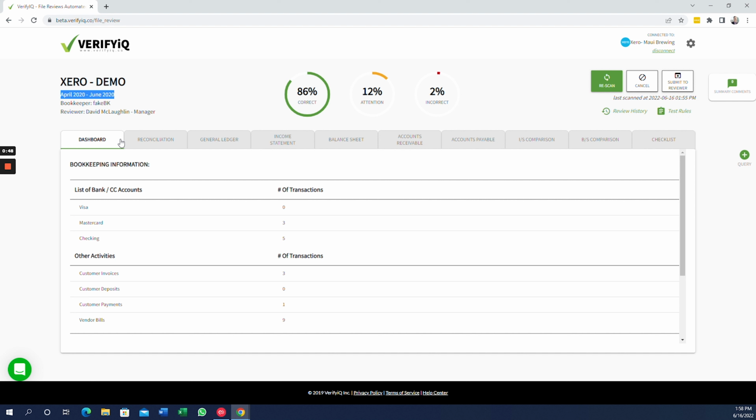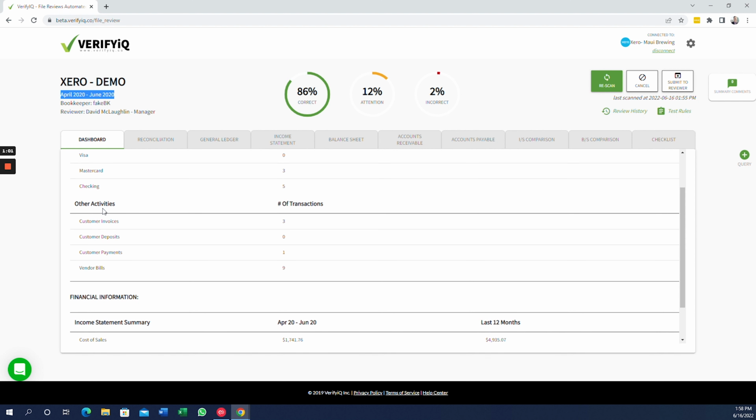So using the client dashboard is a quick and easy way to find out the number of banking credit card accounts being used by your client and the number of transactions in these accounts. Down here in other activities, it also lists the number of customer invoices, customer deposits, payments, and vendor bills, and again, the corresponding number of transactions for the period being reviewed.